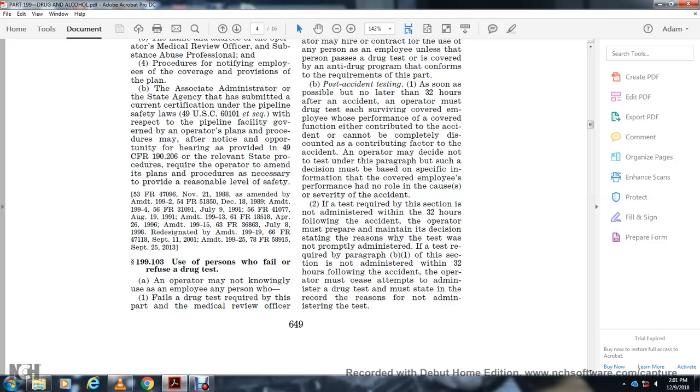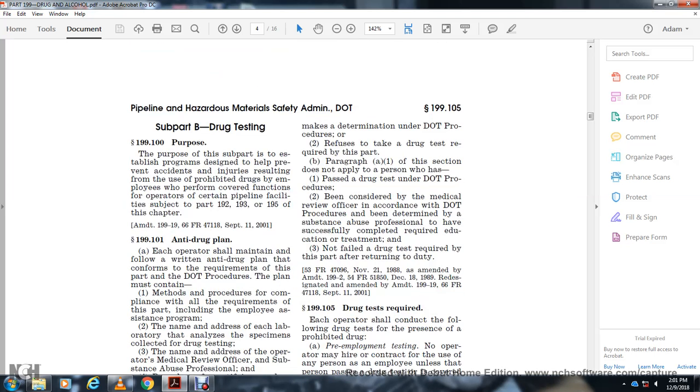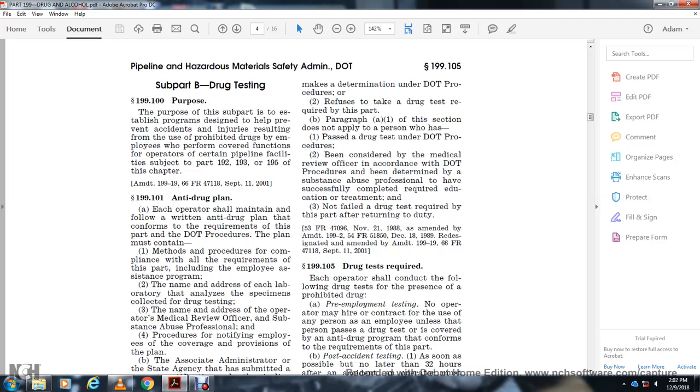199.103, use of a person who failed a drug test. The operator may not knowingly use any employee who has failed a drug test required by this part, or where the medical review officer made the determination of refusal to take the drug test required by the subpart. Paragraph A1 of this section does not apply to a person who has passed the drug test of the procedure, as considered by the medical review officer according to the procedure determined by the substance abuse professional, to successfully complete the required education and treatment and not fail the drug test required for the return to duty. 199.105.